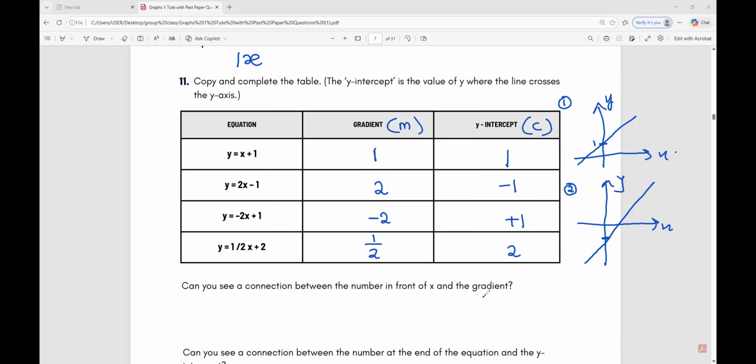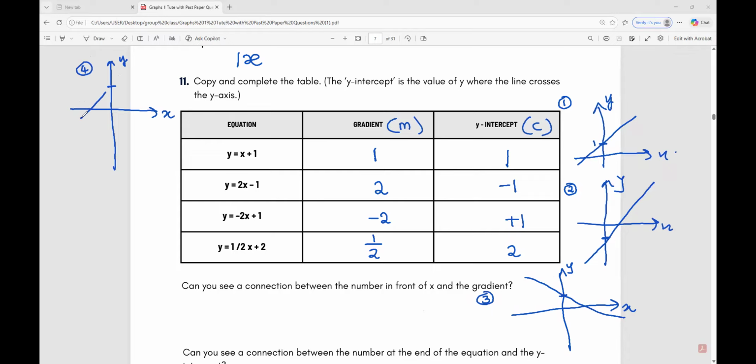Third one, the gradient is negative. The line is going the other way. The intercept is plus. Shape like this. The last one, the gradient is positive. The y-intercept is also positive. Plus 2 and half.